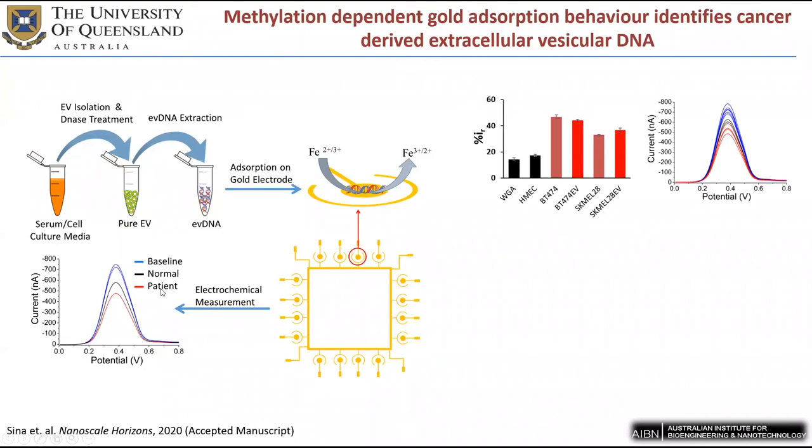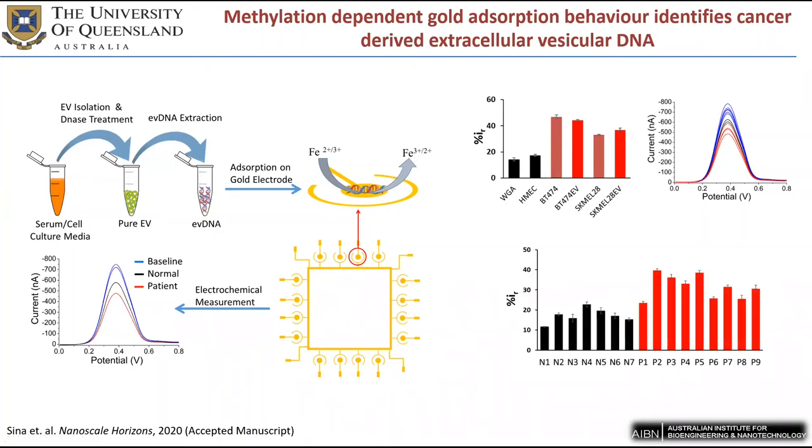We tested this method in cell line samples in comparison with unmethylated DNA, normal tissue-derived DNA, cancer cell line-derived EV DNA, and normal cell line-derived EV DNA. As you can see, cancer cell line-derived EV DNA gives a similar adsorption signal in comparison to the cancer cell line genomic DNA.